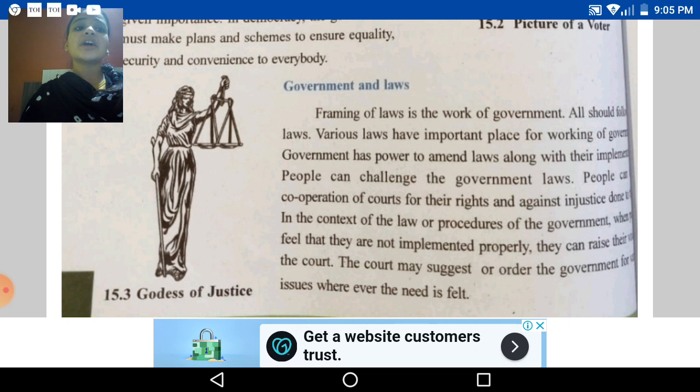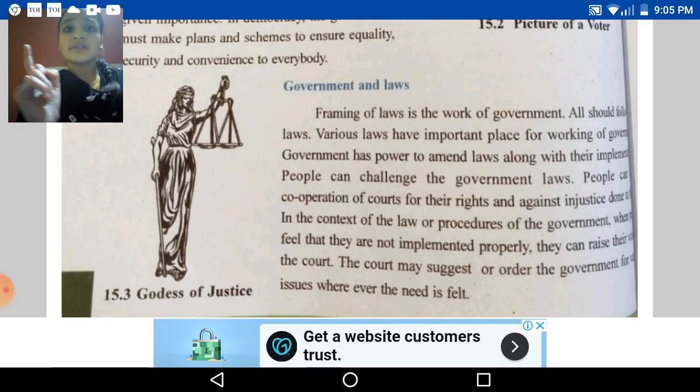People can challenge the government's laws. Yes, if people think that a law is not fair for the general public, then we can oppose it. People can seek the cooperation of courts for their rights and against injustice. If the government is making certain laws and people don't want that type of law, they oppose it, then they go to the courts for justice against the injustice they are getting. When you feel that the law or procedure of the government is not implemented properly, they can raise that in court.